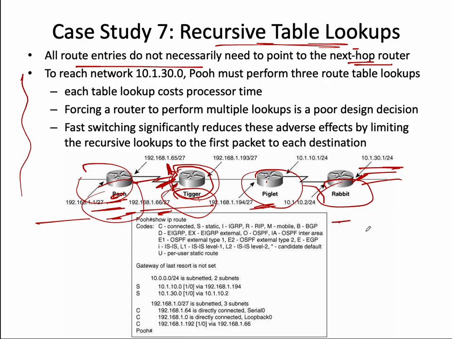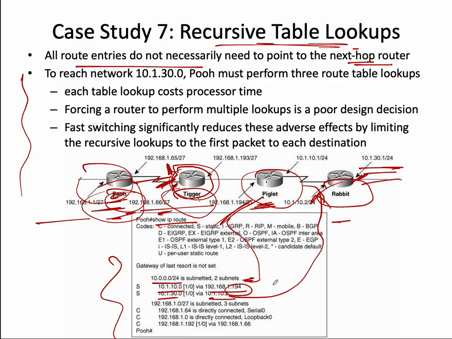So definitely, if you want to increase the performance, you want to reduce the recursive table lookups. Now if we do show IP route here, you see 10.0.0.0/24 is subnetted to subnets 10.1.10.0, 10.1.30.0. How are they configured? They are configured via 10.192.168.1.94. Where is this IP configured? It's configured at this place, right? 10.1.10.2. That is here. So we did recursive table lookups here on this router.